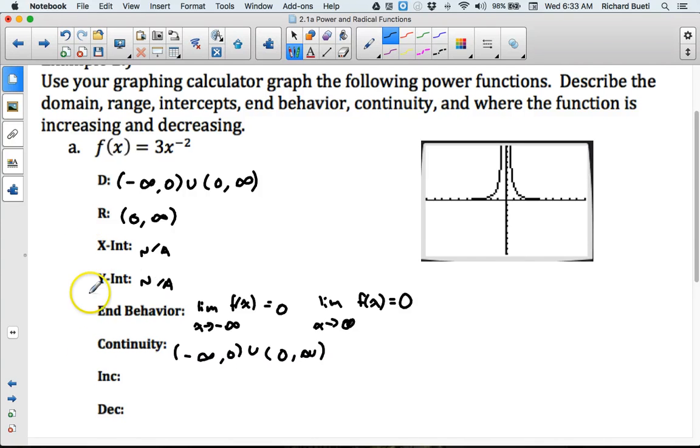Increasing and decreasing, well, this function will be increasing if we look at the left side of the graph. It starts off from negative infinity and starts approaching the y-axis, and the graph starts to increase. So I know that the graph will increase from negative infinity to 0. And then once it jumps over the asymptote, it's going to start decreasing quite rapidly. So it's going to be decreasing from 0 to infinity. Try one more.